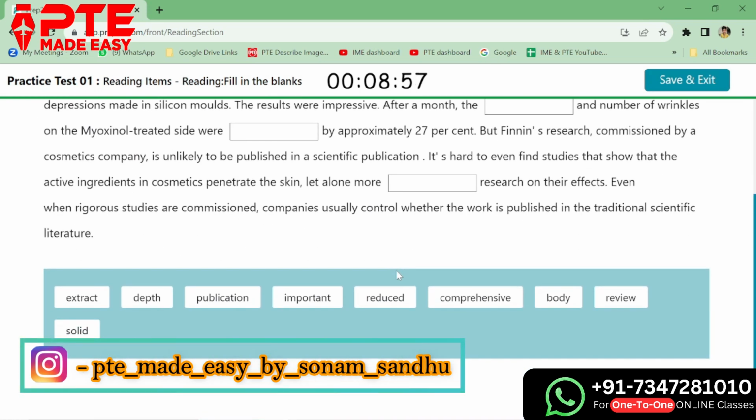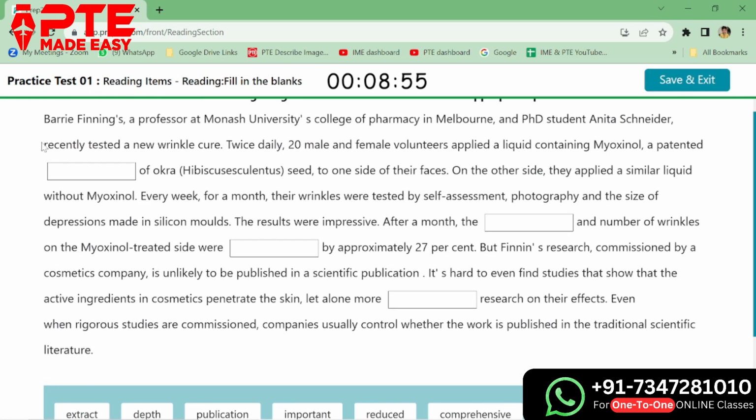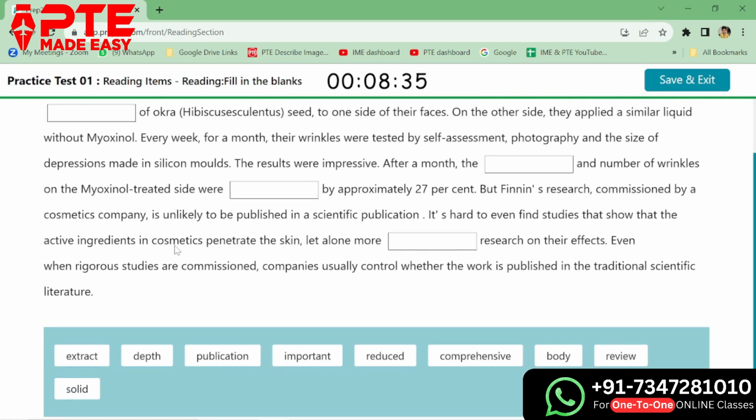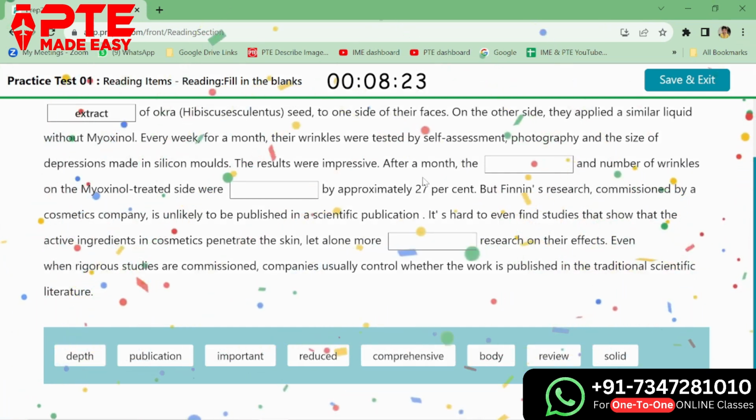Again, we need to pick up the pace. We have three more questions left after this. But it is taking a lot of time in explanation. Still, I'll try to finish it up. So let's be quick. Twice daily, 20 male and female volunteers applied a liquid containing myoxinol, a patented dash of okra. What? A patented dash of okra. Something related to okra. It can definitely be a patented extract of okra. So this will be the answer.